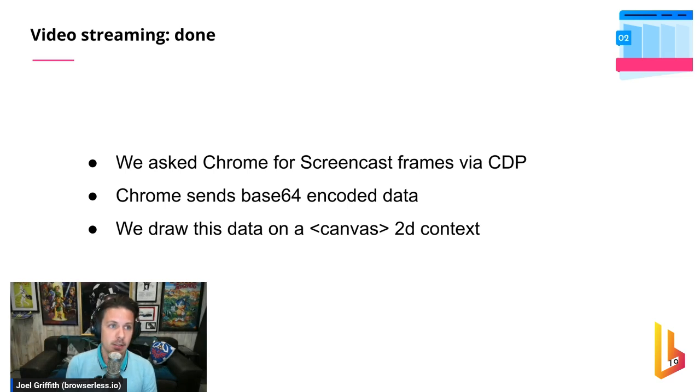Okay. So video streaming is pretty much handled at this point. We ask for Chrome to send us screencast data. It sends it to us in base64 encoded data, and we draw that on a 2D canvas context. Pretty straightforward, I think, at this point.